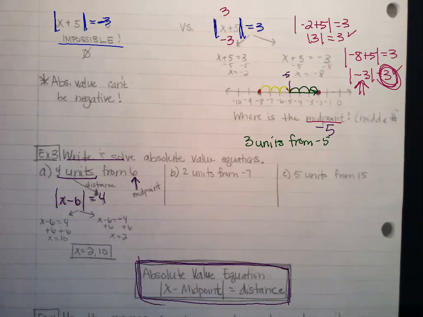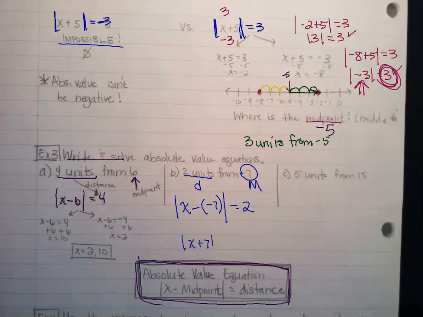So let's do B. We've got 2 units. Is that the midpoint or the distance? That's the distance. From -7. What's -7? The midpoint. So if we do our formula, we're going to have the absolute value of x, minus the midpoint. What's my midpoint? -7. So minus -7, which would just be +7. Equals 2. Cameron said that'd be plus, so let's clean this up. This is going to be the absolute value of x plus 7 equals 2. That's perfect.